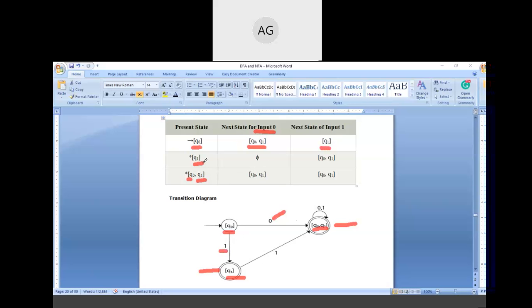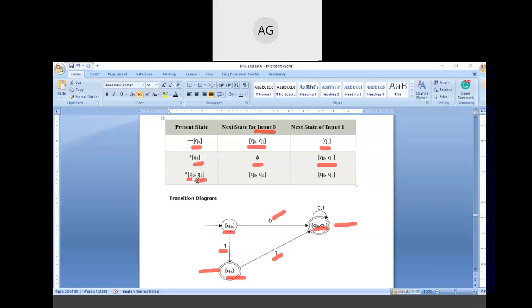Let's move to the Q1 transitions. On getting input 0 on Q1, we get nothing, that is phi, so no arrow will be written. On getting input 1 on Q1, we move to the state Q0 Q1. So on input 1 we move from Q1 to the state Q0 Q1. And so all the transitions of Q1 are completed.